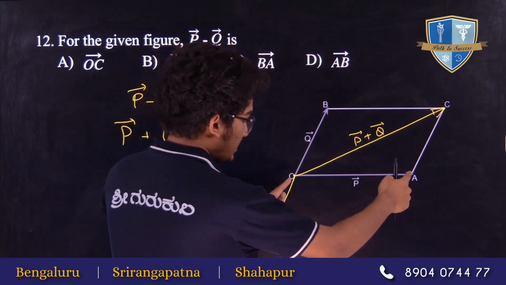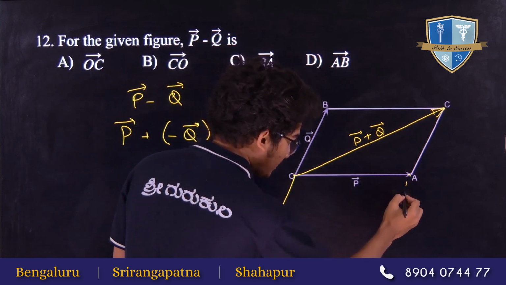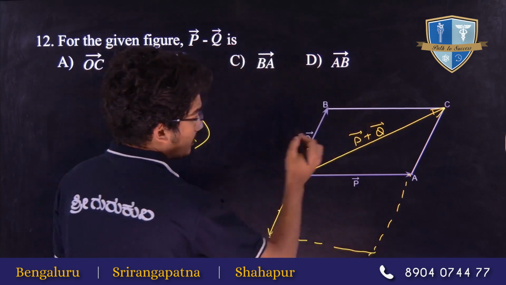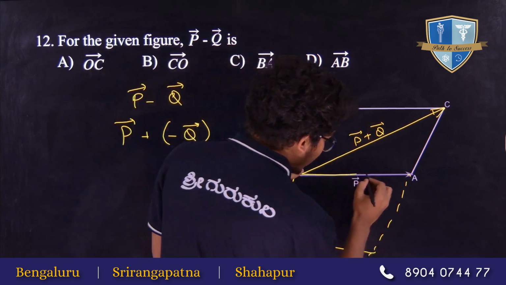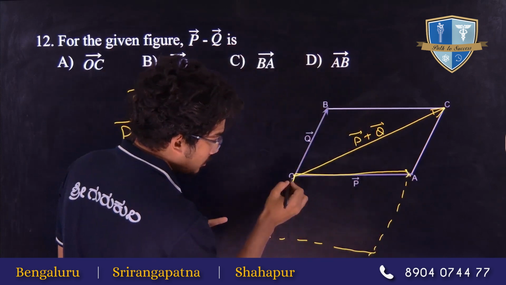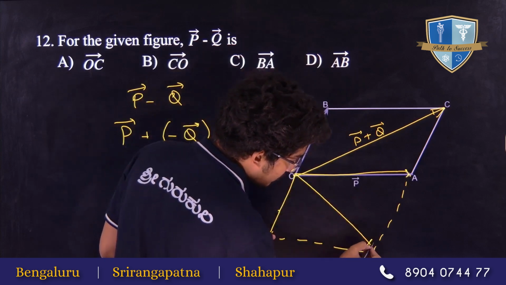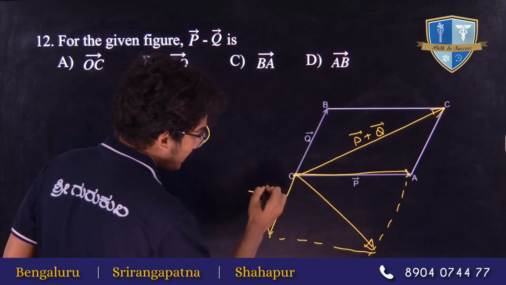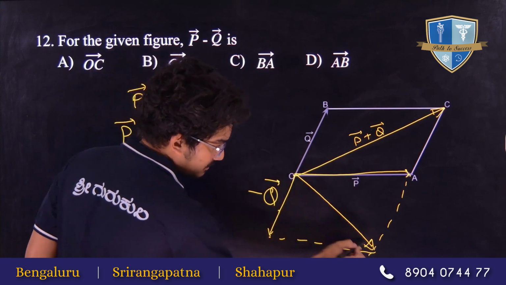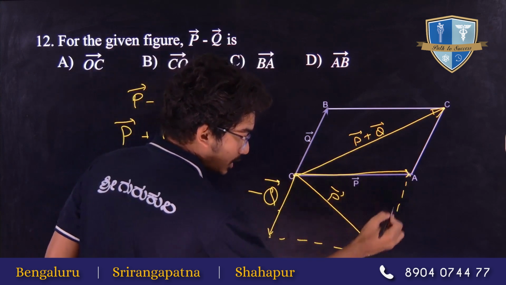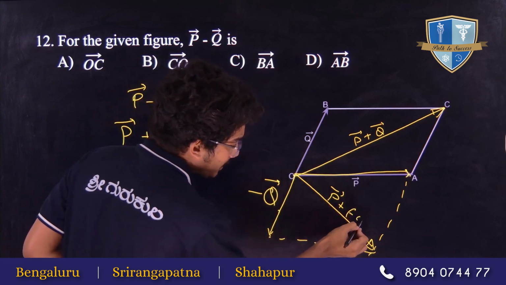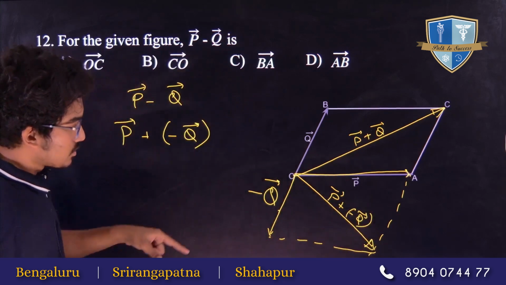Now we can shift. If you see this parallelogram, this is P vector and this is Q vector. So the diagonal of this parallelogram will give us, see, this is Q vector and this is minus Q vector. So this vector will be P vector plus minus Q vector according to the parallelogram law, correct? And this is what we are supposed to find. So what is this vector?